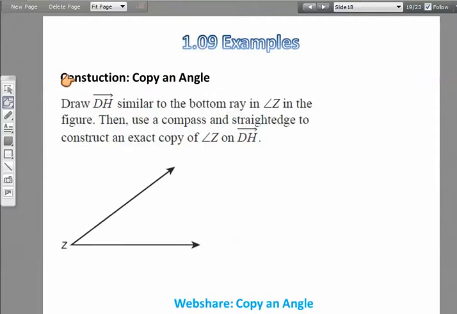Alright, this one says construction, copy an angle. It says draw ray DH similar to the bottom ray and angle Z in the figure. Then use a compass and a straight edge to construct an exact copy of angle Z on segment DH, or ray DH. So I'm going to try to web share here and see if I can show this to you. An example.